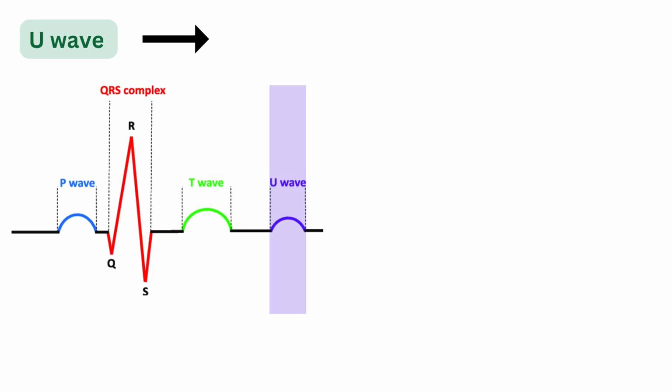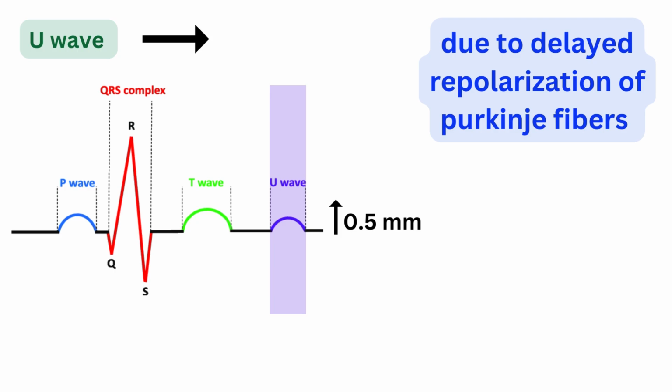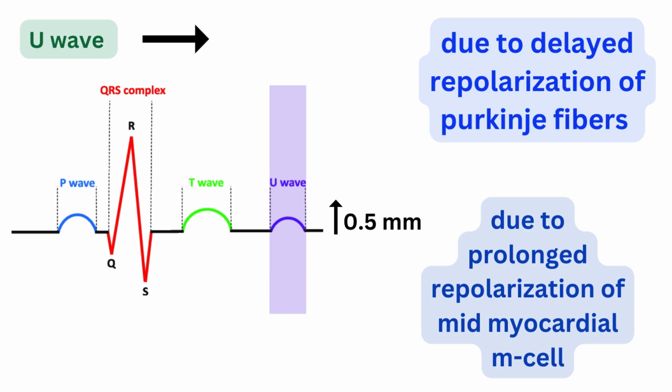Next is U wave. U wave is a small deflection of 0.5 mm, usually in the same direction as the T wave. It is best seen in V2 and V3. The source of U wave is unknown. It may be due to delayed repolarization of Purkinje fibers or prolonged repolarization of mid-myocardial M cells. Voltage of U wave is normally less than 25% of the T wave voltage.